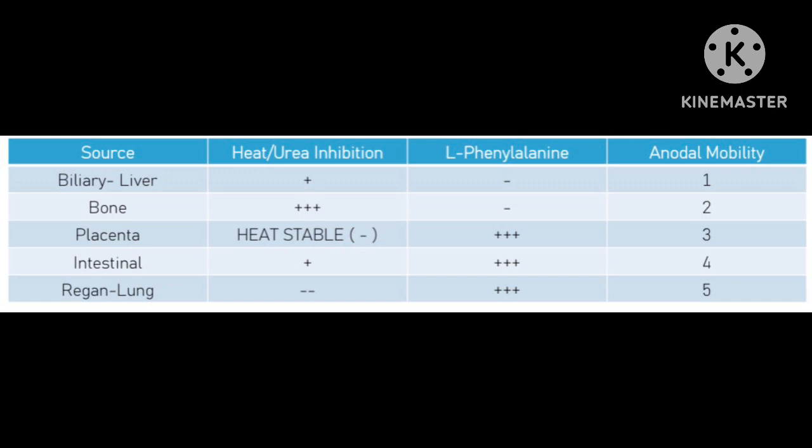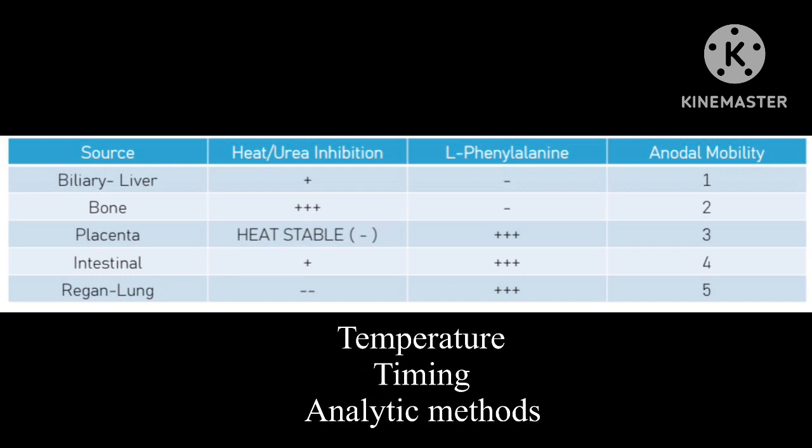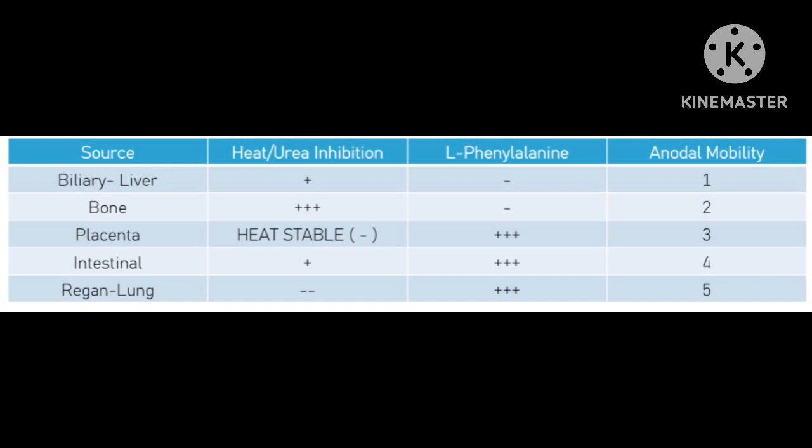Heat inactivation is an imprecise method for differentiation because inactivation depends on many factors such as correct temperature control, timing, and analytic methods sensitive enough to detect small amounts of residual alkaline phosphatase activity. In addition, there is some degree of overlap between heat inactivation of liver and bone fractions in both liver and bone diseases.